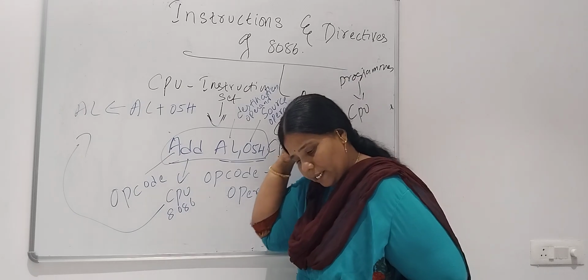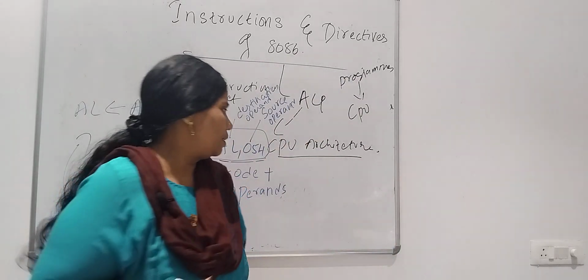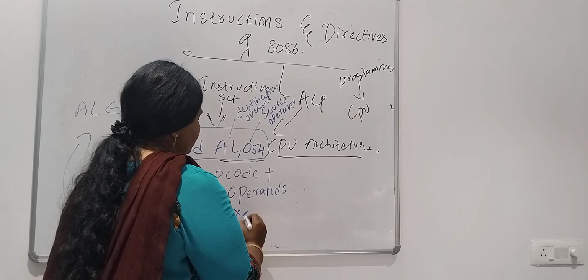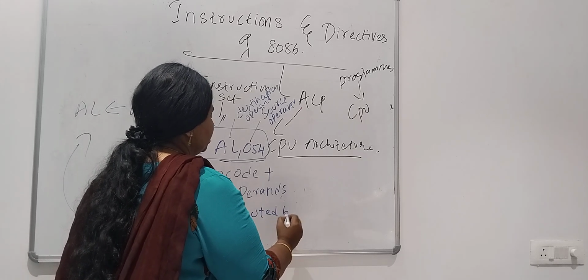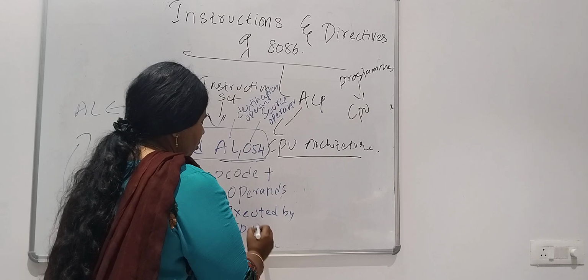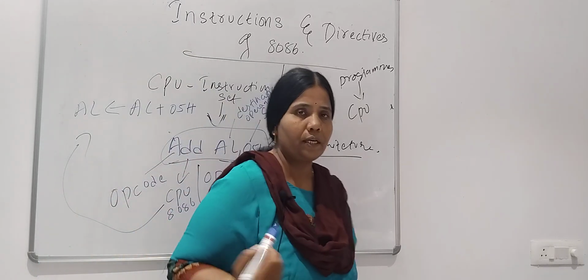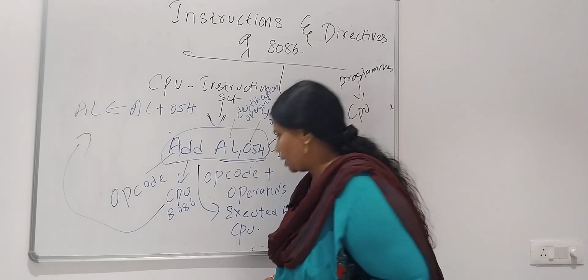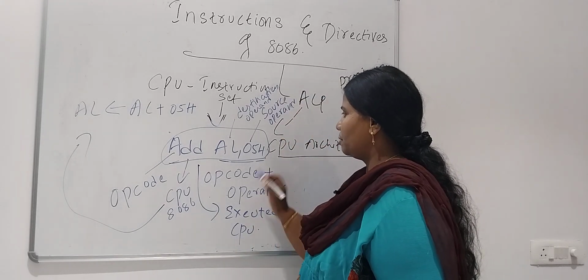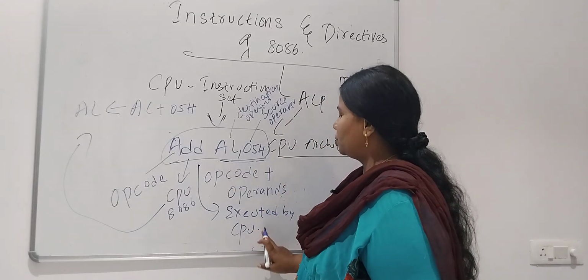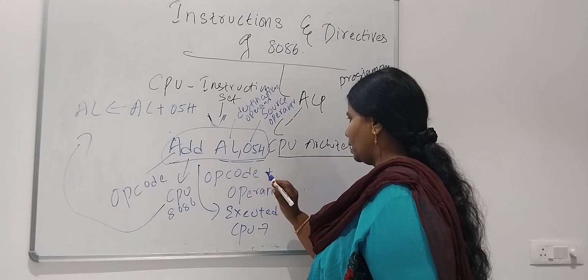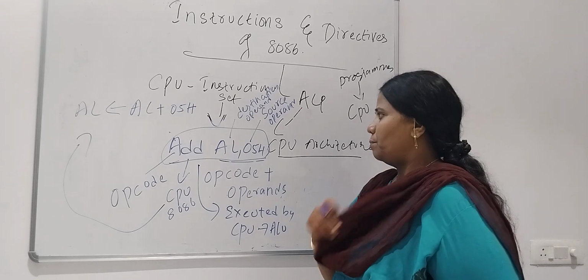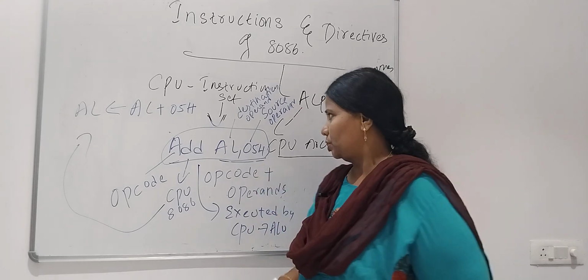Whenever we write instructions in an assembly level language program, these instructions are executed by the CPU. After execution, it will do the operation. Already we have seen how the computer system executes in the form of binary bits. So here it will be executed by the CPU. And what execution will it do in the CPU? Addition. Where will it do the addition? In the ALU which is present in the CPU. So that is about your instruction.